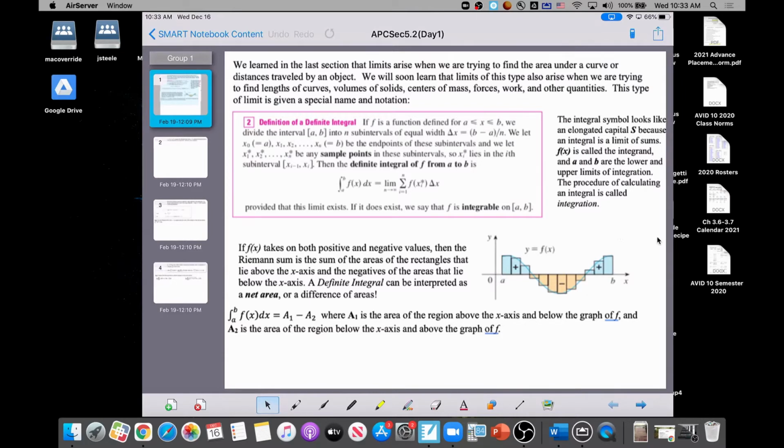So all of the examples that we did so far, our curve was always completely above the x-axis. But what if the curve that we are trying to find the area of lives both above and below the x-axis, as in this picture right here?